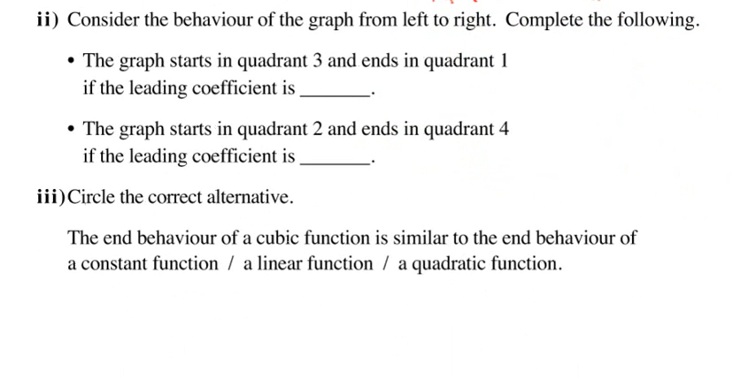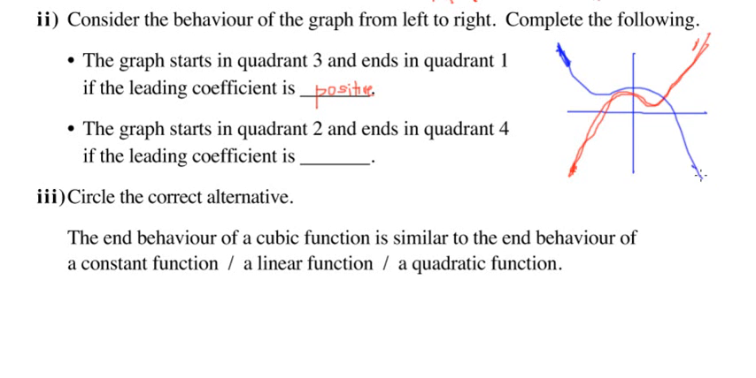And last section, consider the behavior of the graph from left to right. Complete the following. Okay, so they're going to describe a graph to us, I guess. The graph starts in quadrant 3, so it starts down here, and it ends up in quadrant 1. What does that mean about the leading coefficient? Is it positive or negative? If it's going uphill like this, then it's got to be a positive leading coefficient. Positive. If it starts in quadrant 2 up here and goes into quadrant 4, that means it's dropping, and that happens if the leading coefficient is negative.